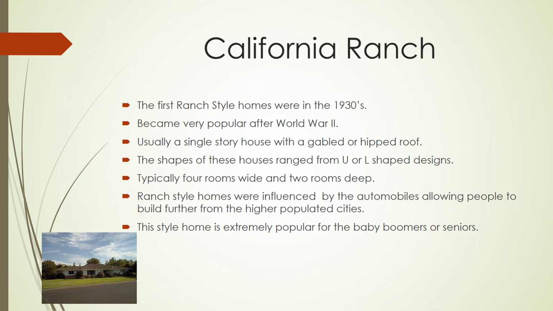California Ranch. The first ranch-style homes were in the 1930s, and they became very popular after World War II. A ranch-style home is usually a single-story house with a gabled or hipped roof. The shapes of these houses ranged from U-shaped to L-shaped designs.